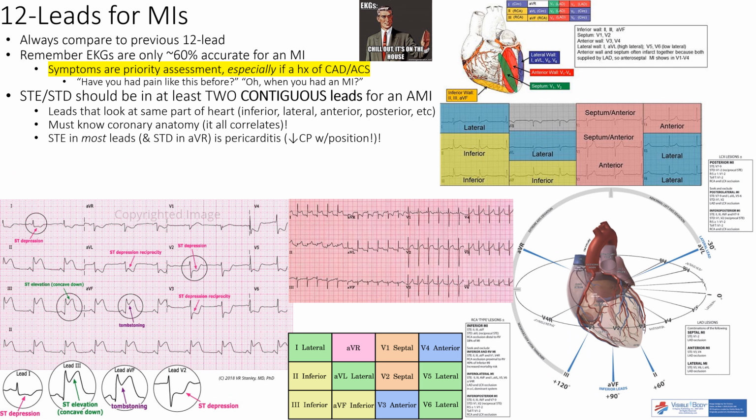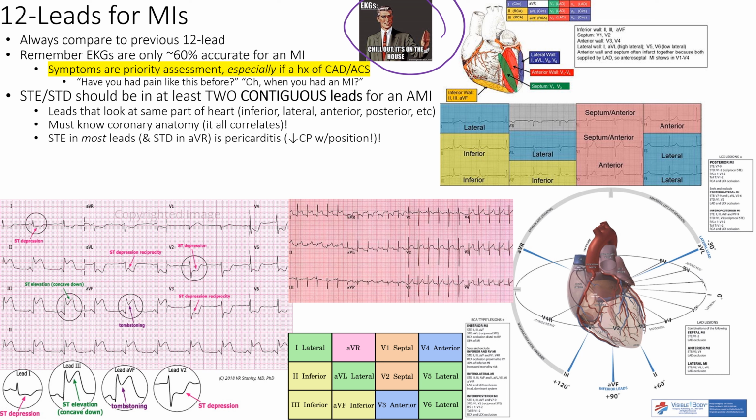All right, so 12 leads for MRIs. We're always compared to a previous 12 lead to see if there are any changes, right? EKGs are always in the house. I'm not sure how much they charge a patient, but you can always get a 12 lead. No one's going to be upset at you for getting a 12 lead. Sometimes they get upset at you for ordering ABGs, but EKGs are always in the house.